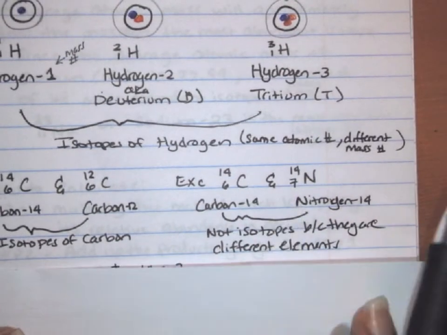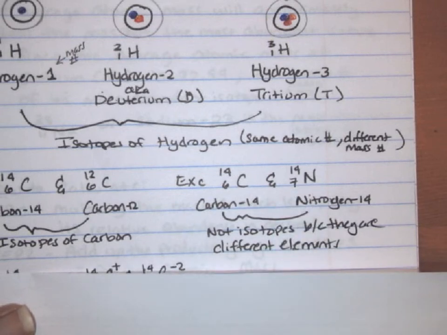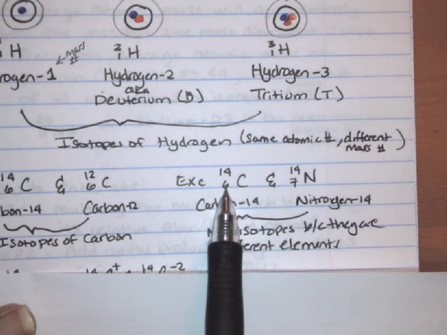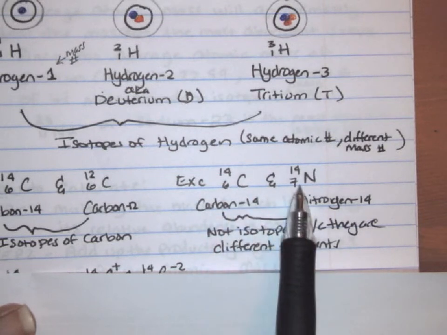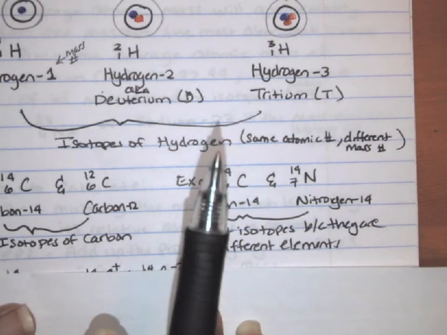On the other hand, for example C, carbon 14 and nitrogen 14 are not isotopes. And that's because they're different elements. So in order to be an isotope, you have to be the same element. Carbon and nitrogen are different elements. They have different atomic numbers, right? Different number of protons, so they cannot be isotopes.